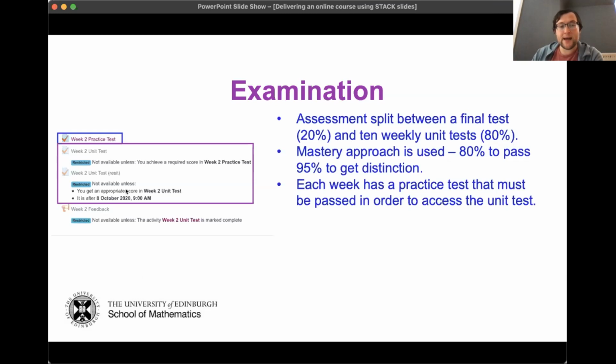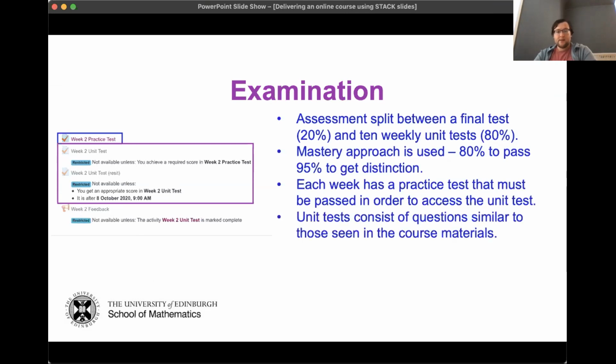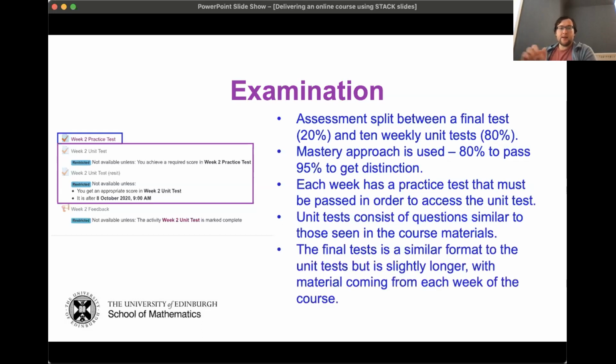However, if they don't, they do get an immediate option to resit. This was slightly delayed in order to give them time to read the feedback from their first unit test and hopefully improve when they do that resit. And I should say as well, we also gave the students opportunity for feedback on each individual week of work. The idea was that the unit test and the practice tests just consist of questions that were very, very similar to the ones that they were practicing in the lecture style quizzes. So there shouldn't be anything overtly novel. The final test, again, was essentially the same format, but the questions come from across the entire course.